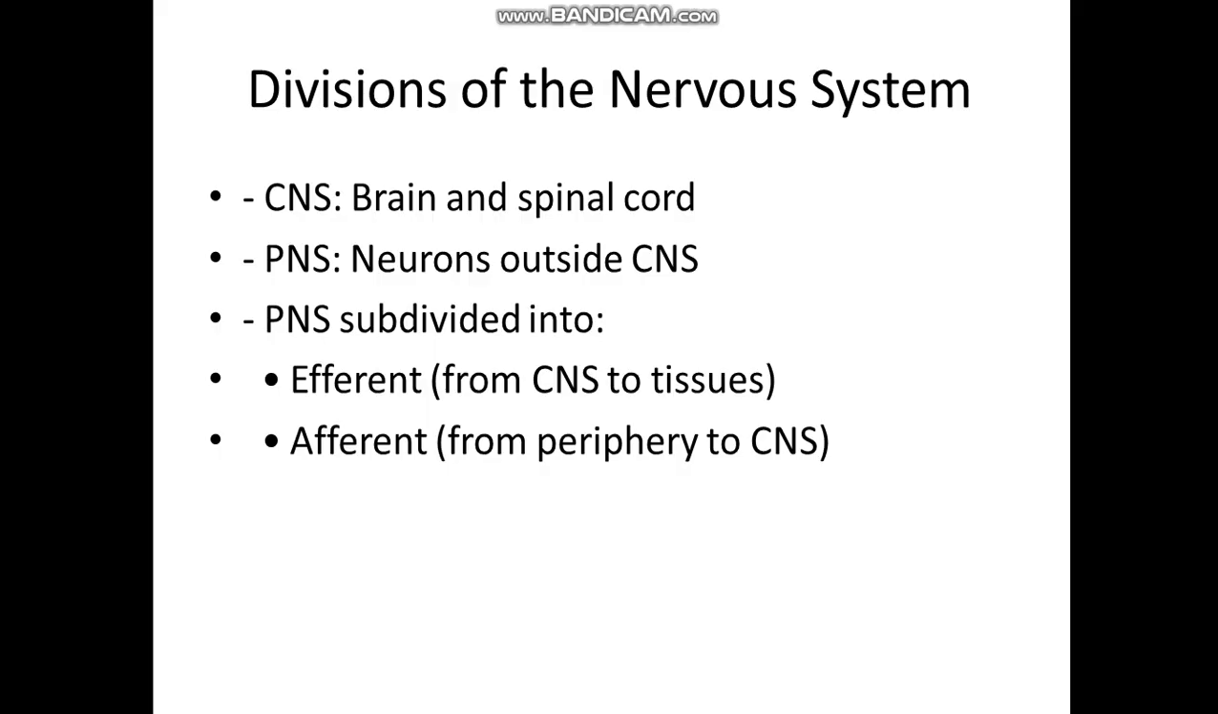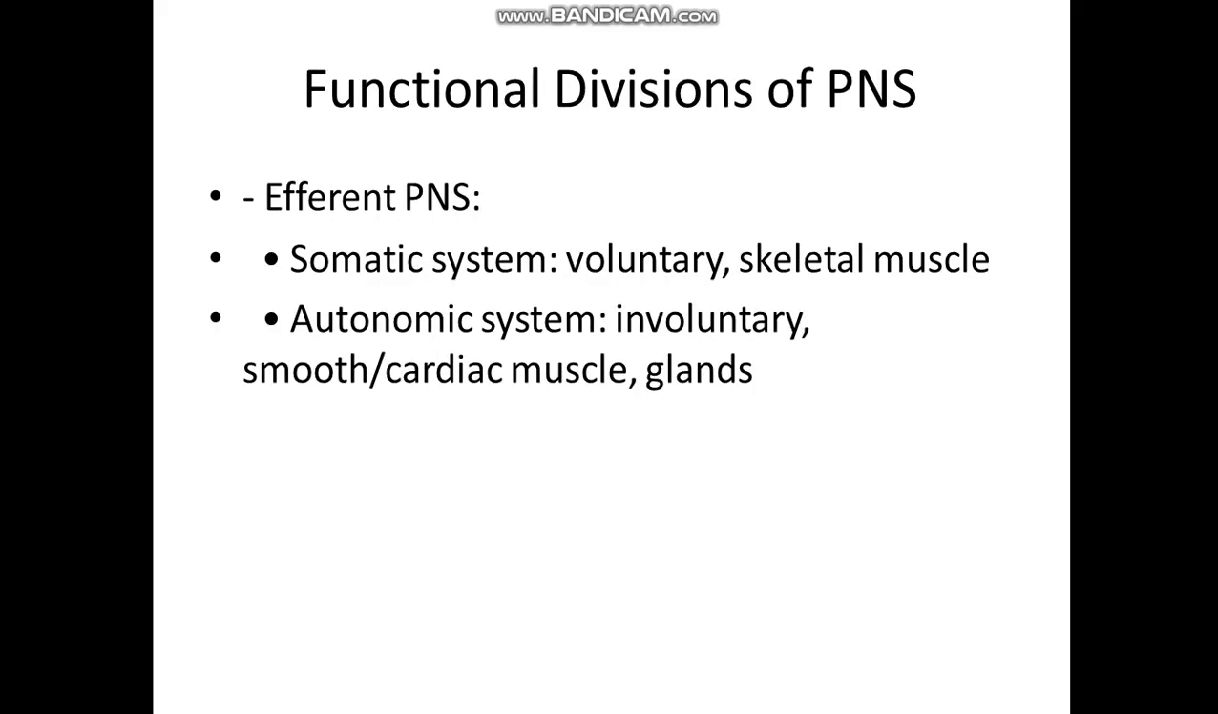The peripheral nervous system can be further divided into two categories: number one is efferent and number two is afferent. Efferent means from the CNS to the tissues. Those neurons carry information from the central nervous system, meaning brain or spinal cord, to tissues. Those neurons which take information from the periphery, the peripheral organs, peripheral receptors or peripheral nerve endings, to the central nervous system, that includes brain and spinal cord, are known as afferent.